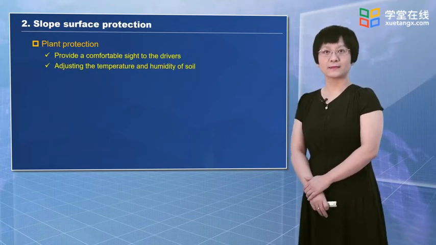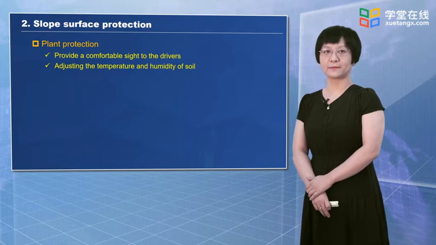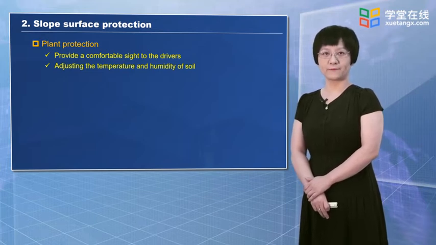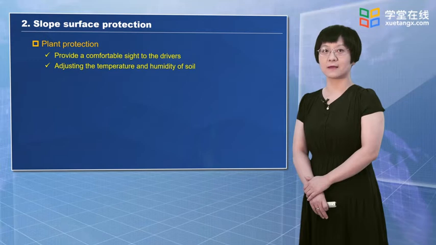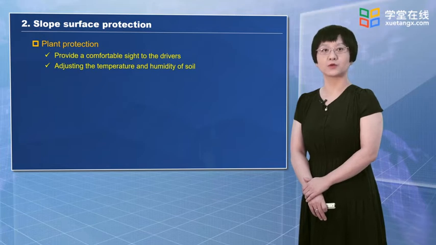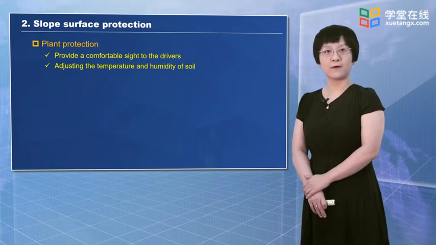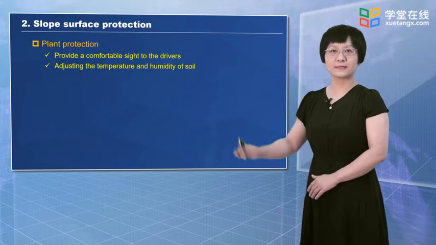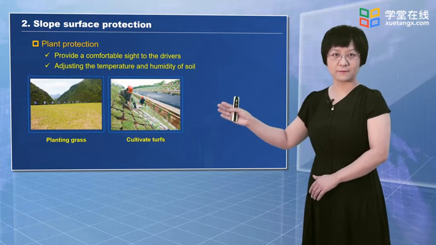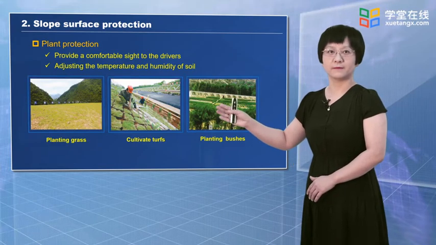Now, let's look at the slope surface protection. One kind of slope surface protection is plant protection. The method can not only provide a comfortable site to the drivers, but also stabilize the slope by adjusting the temperature and humidity of soil. For the plant protection methods, there are many types, such as planting grass, turf, bushes, or both of them.